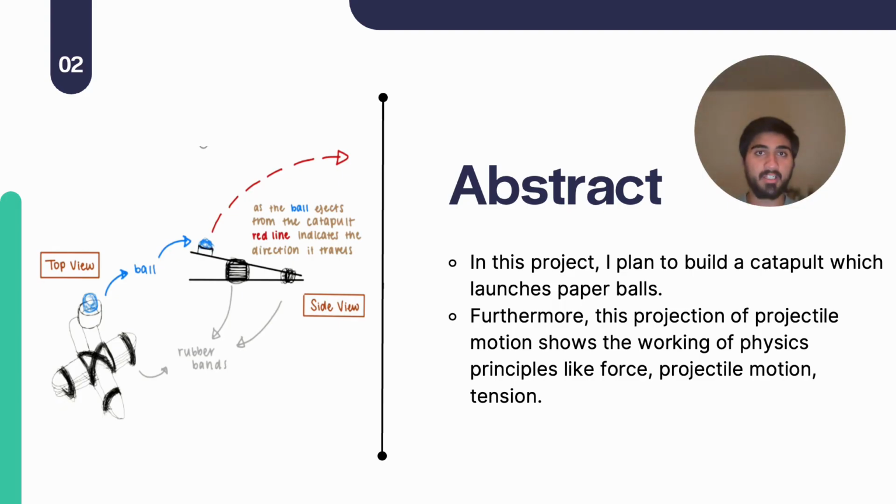So here's the abstract of this project. The primary objective is to build a functional catapult using readily available materials and also to explore the mechanics behind its operation. I plan to build a catapult which launches paper balls and shows the working of physics principles like forces, projectile motion, and tension. But in this presentation, we'll be only exploring the projectile motion part of the working.